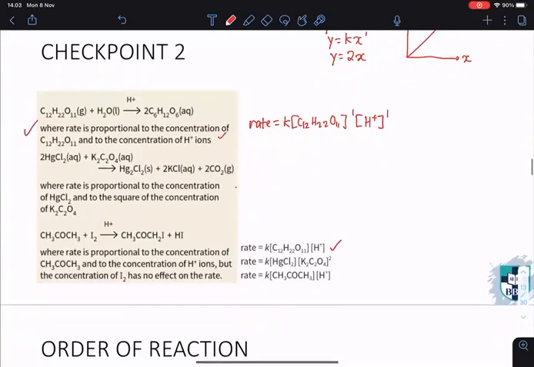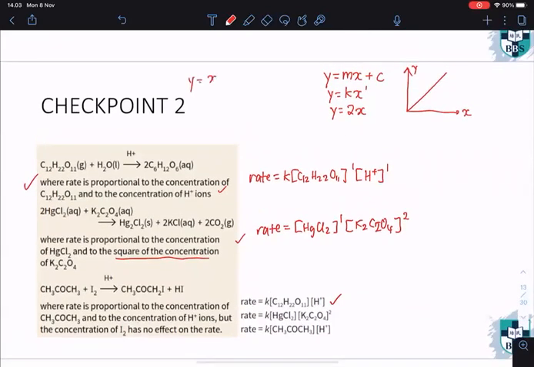If you look at the next example, the rate is proportional to the concentration of HgCl2, so proportional to the power of 1, and proportional to the square of C2O4, so you put 2. What does it mean? If you have y equals x to the power of 2 and draw this graph, it is a quadratic graph. But if I plot y against x squared, those who are good at maths should know that it gives a straight line. That's why y is directly proportional to the square. Basically, it's all maths.